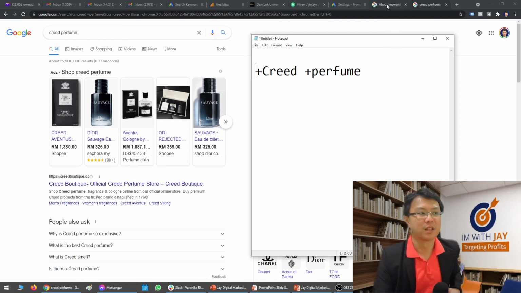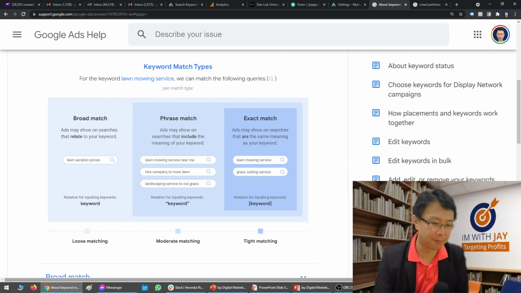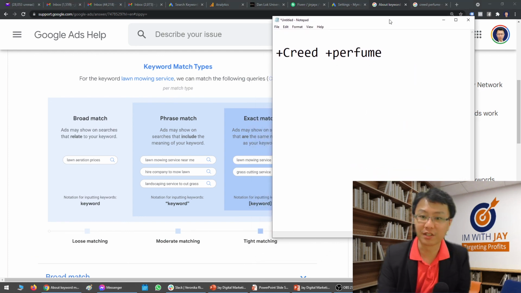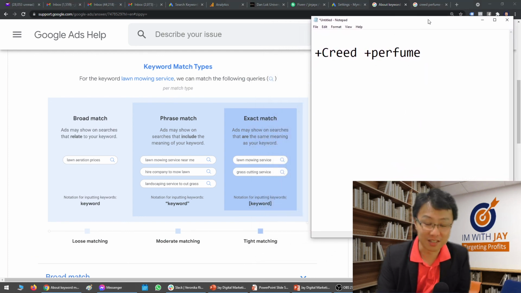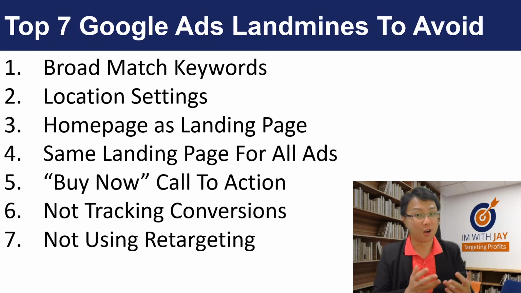You can always check out Google's answer about match types, but I find this way is much easier and less hassle for me to create the ads and keep track of everything. And that basically covers all 7 of the Google Ad landmines.